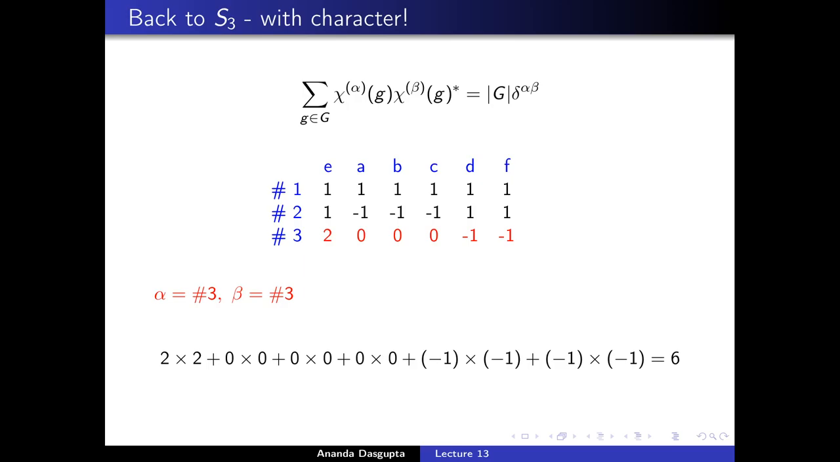Because once again, when you take the same representation twice for both alpha and beta, the result has to be the order of the group G. So the character orthogonality relations that we had derived can be seen to be verified here.